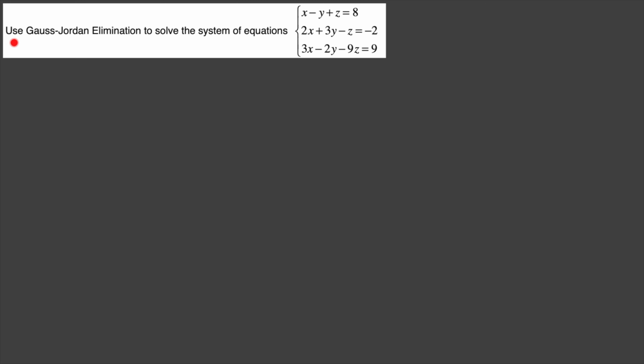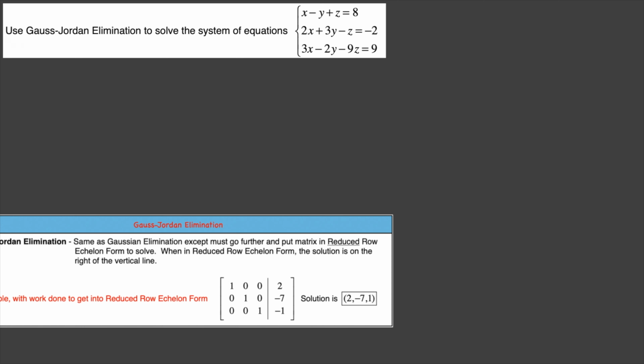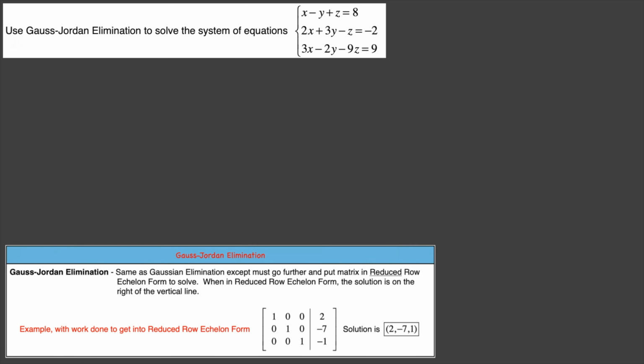This question says, use Gauss-Jordan elimination to solve the system of equations. So here we have a 3 by 3 system of equations with 3 equations and 3 variables. So let's take a look and see what Gauss-Jordan elimination is.